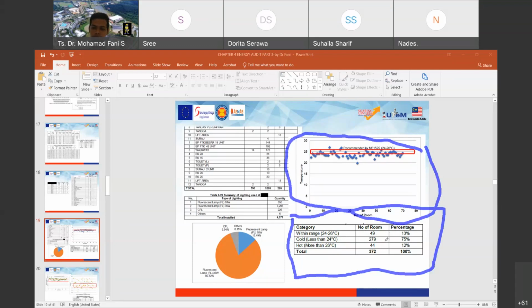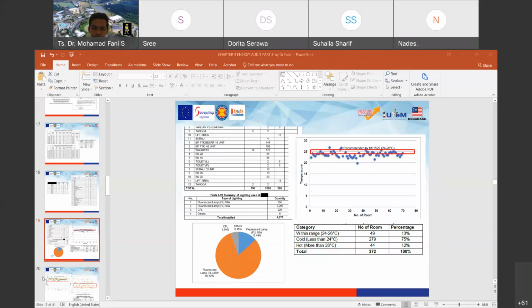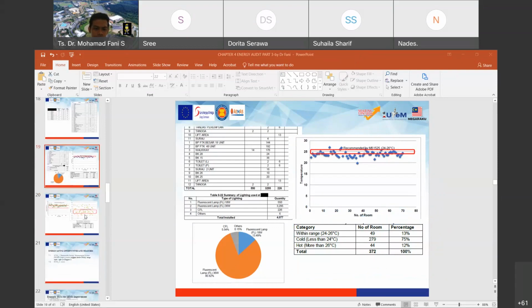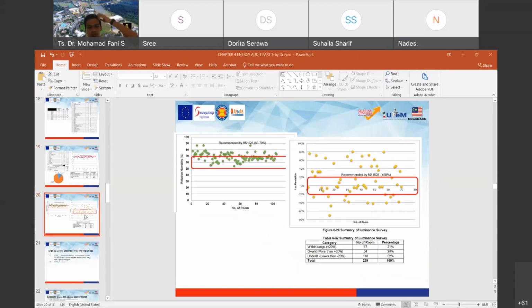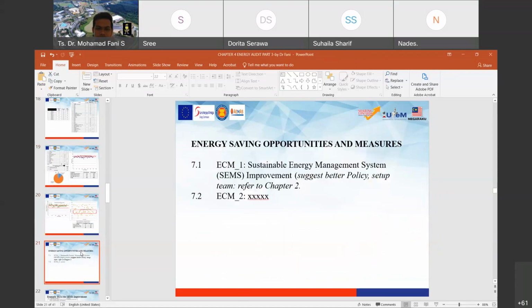Yang ni banyaklah rooms dia. How many rooms that they have? About 372 room or area. Humidity, okay, humidity, RS. And lastly, for the section 7.